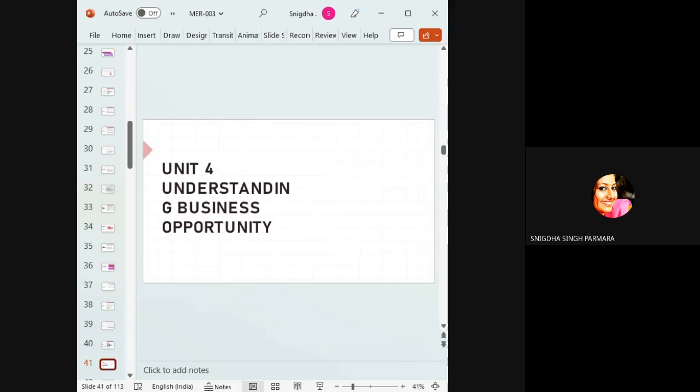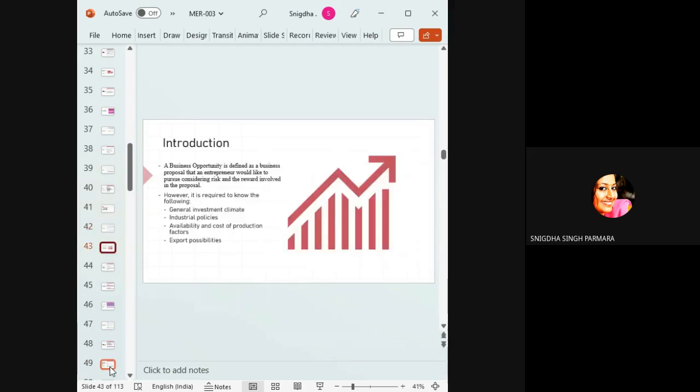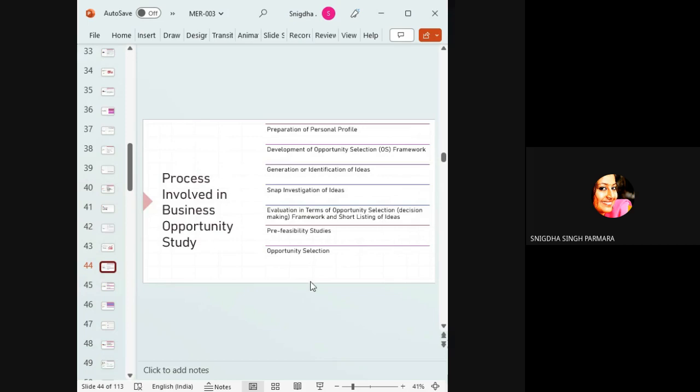So, the next unit is understanding business opportunities. Here, at first, we are going to look at the processes involved in business opportunity study. The processes involved in studying business opportunity.